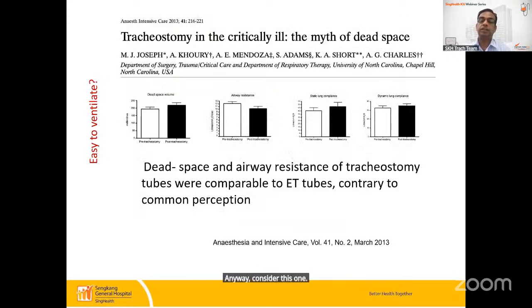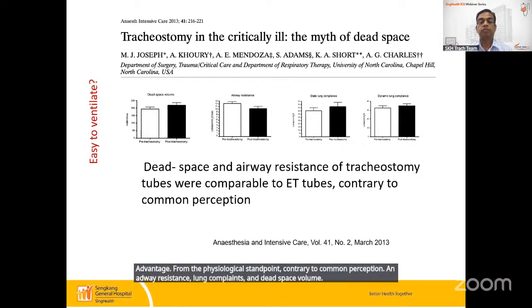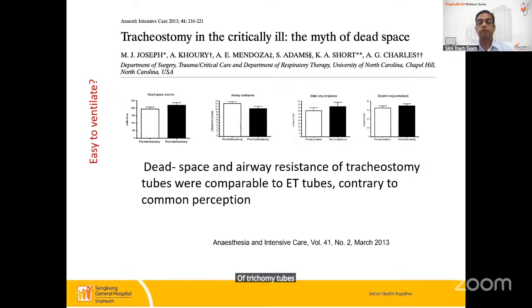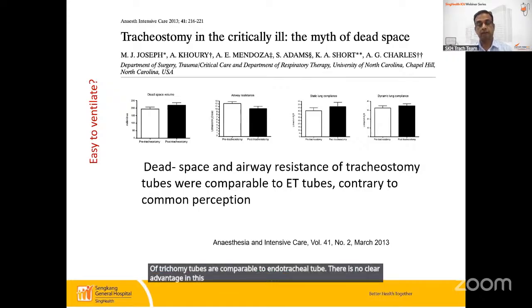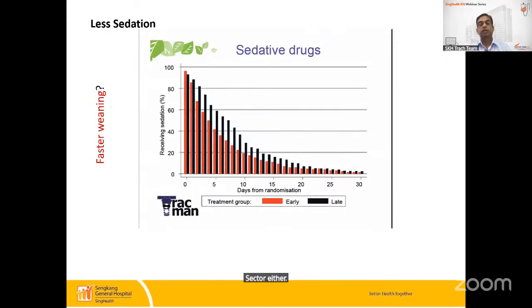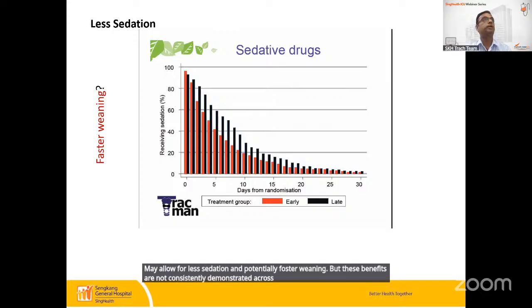Let's see whether there is any physiological advantage. From the physiological standpoint, contrary to common perception, airway resistance, lung compliance, and dead space volume of tracheostomy tubes are comparable to endotracheal tube. There is no clear advantage in this sector either. In terms of sedation, yes, tracheostomy patients may allow for less sedation and potentially faster weaning, but these benefits are not consistently demonstrated across all patient populations.